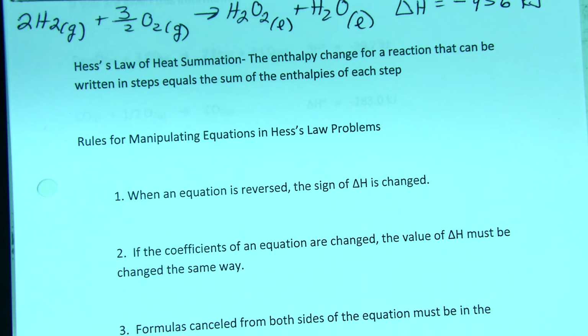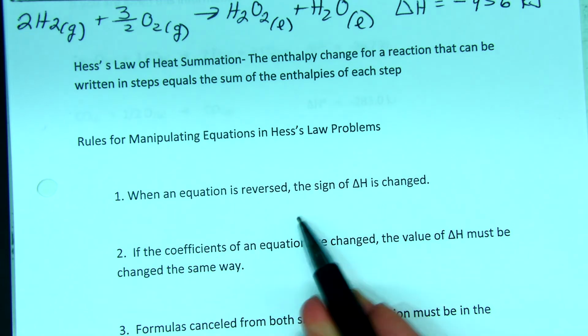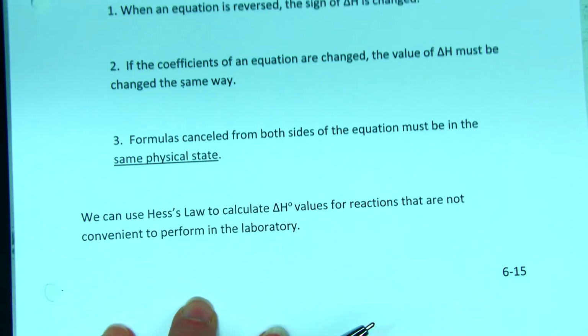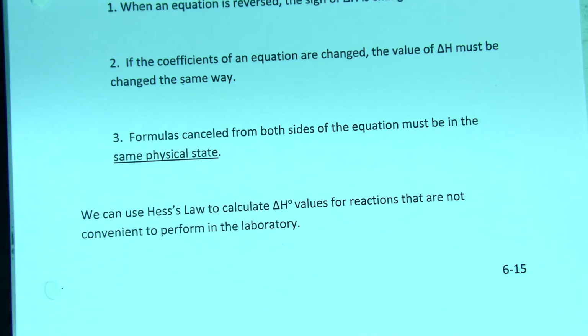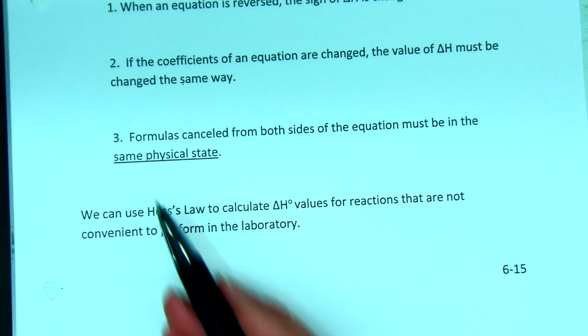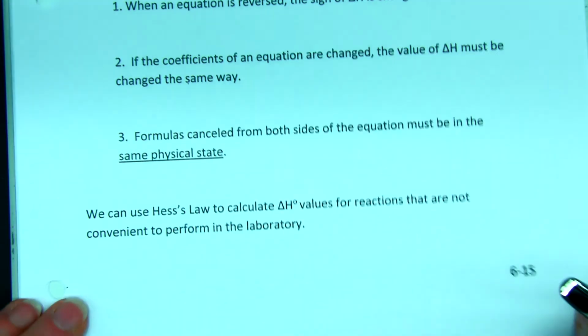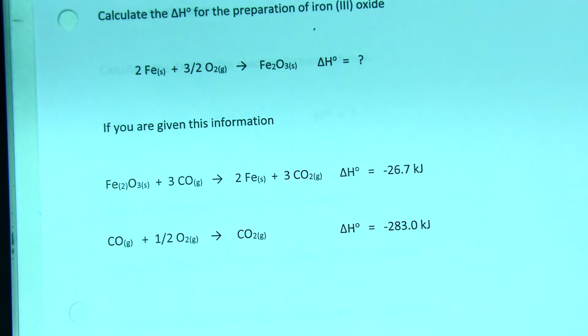So here are the rules. When you're looking at these problems, if you turn an equation around, you reverse it, we change the sign. If we change the coefficients, we change delta H the same way. In order to cancel things from both sides, they have to be in the same physical state. Because if you have water liquid and water gas, they're in different physical states. They have different energy for that physical state. So we can use Hess's law to find standard enthalpy changes for reactions that are not convenient to perform in the laboratory. So let's look at the first example.